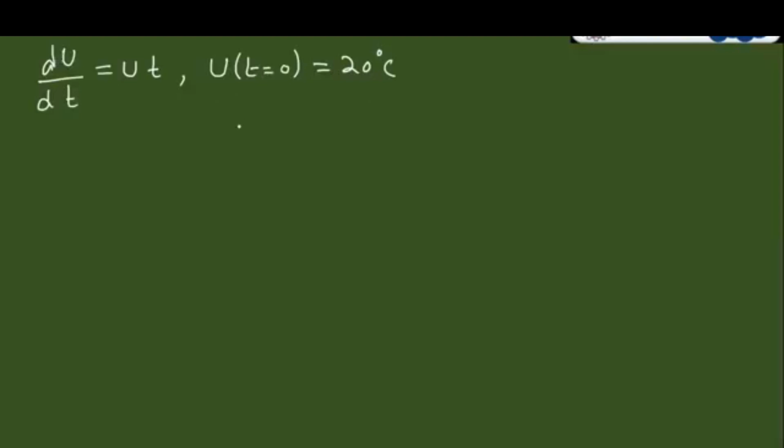Why is it called initial? Because the initial solution at one condition has been defined, and then, based on that solution, you have to find the solution at certain times. Okay, we need u at t equal to 10 seconds.